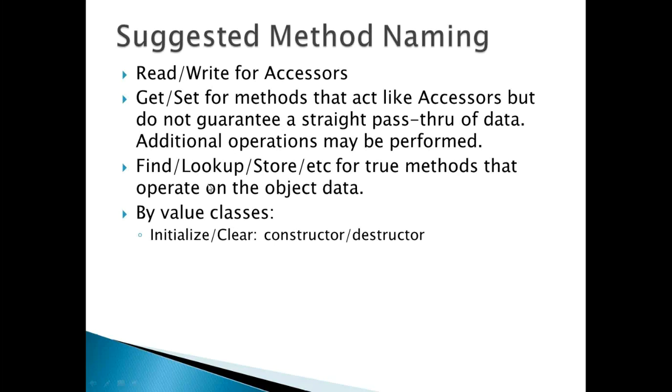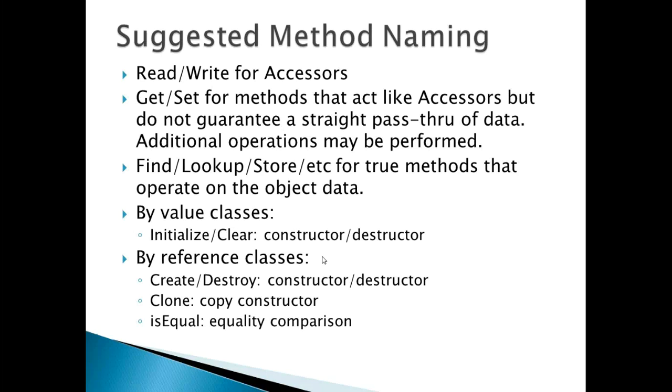For true methods, of course, they can be named anything: find, lookup, store, anything that operates on the data. For by-value classes, this is a little bit off-topic, but similar enough that I wanted to put it in here. I standardize on init or initialize in the method name for a constructor, something that initializes the object, and destructor to clear it. To distinguish for by-reference classes, I like to use create and destroy. It just has that connotation of, hey, there are some references being created. And anytime you create a reference class, or a class that has references in it, I think you also need to provide a clone method to do a deep copy to create a new instance of that object, and an is equal operator to do a deep comparison, to make sure whether two things are the same or not, because neither of those things you get for free in LabVIEW like you do with the by-value class.